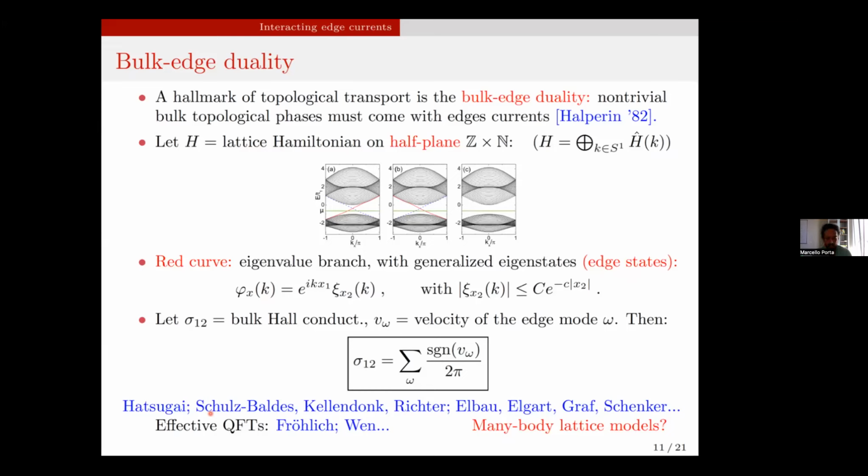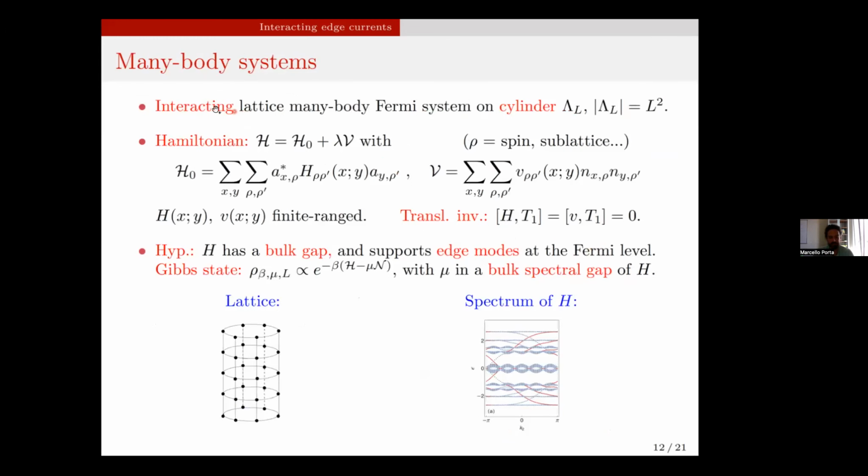And it also has a very beautiful explanation in terms of effective quantum field theory, in terms of the scaling limit of effective actions for non-relativistic QFTs. That was a powerful point of view pioneered by Fröhlich and Wen and others. But the question that I would like to discuss is how to access edge transport from a many-body microscopic model. I would like to define an edge response function starting from a many-body microscopic model and try to make a rigorous statement about it. Okay, so let me introduce the setting.